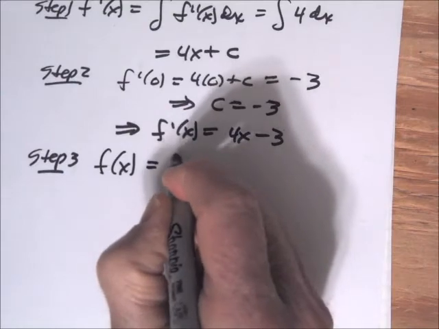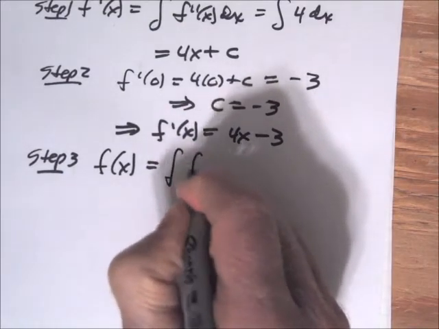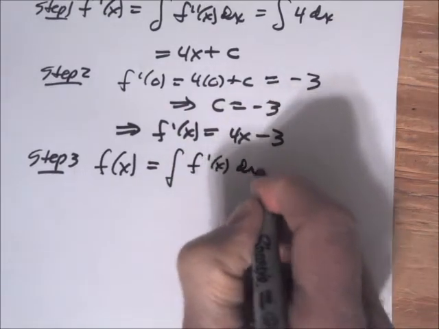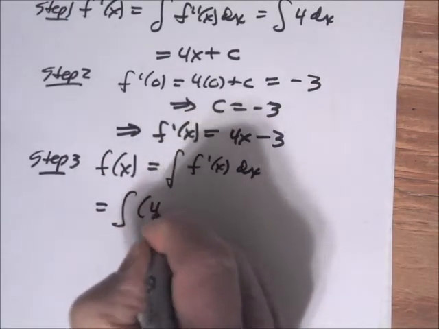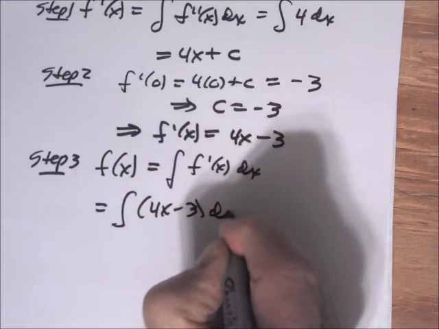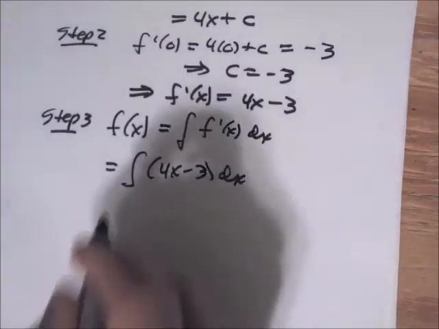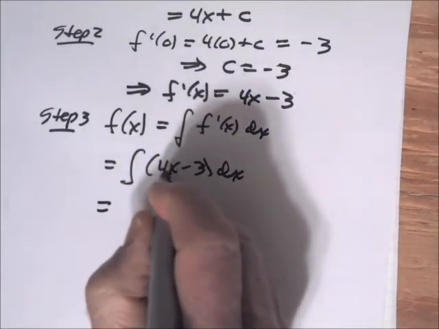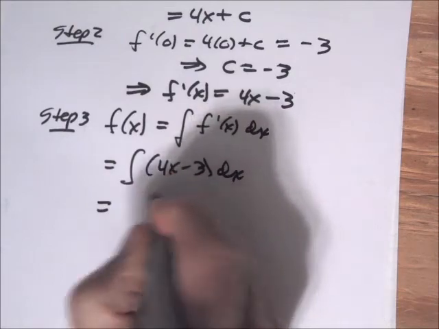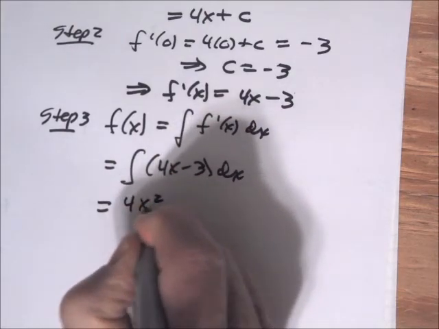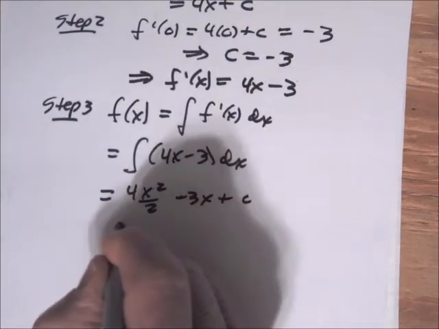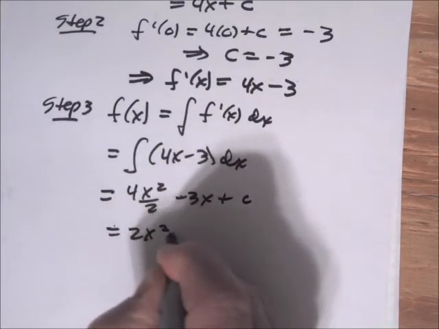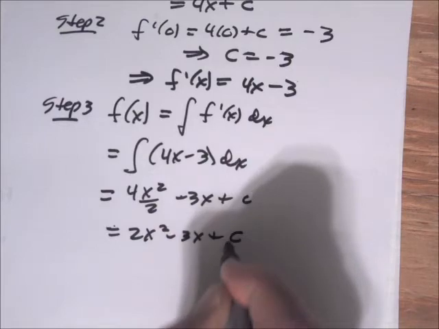f of x is the antiderivative of f prime of x dx. So that's going to be the antiderivative of 4x minus 3 dx. And we can use the power rule here. Add 1 to the exponent, divide by the new exponent. 4x squared over 2 minus 3x plus a constant. 2 into 4 goes 2, so it's 2x squared minus 3x plus a constant.